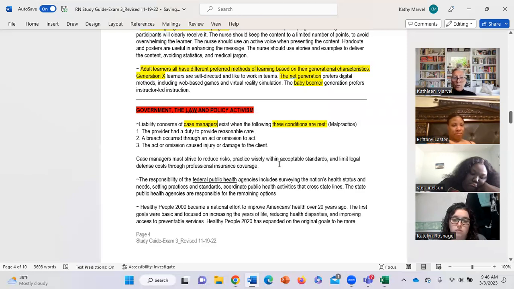Okay, this is nurses. In fact, I should take that out, but I'm not going to because everybody's receiving the same study guide. I'll clean that up for next time. Right? So case managers / nurses must strive to reduce risks, practice wisely within your scope of care, and limit the opportunity for mistakes to happen.